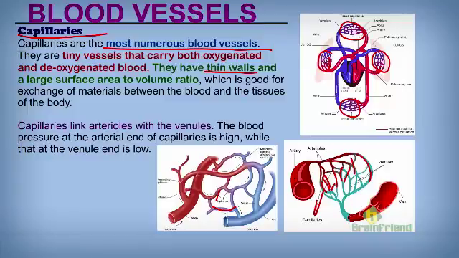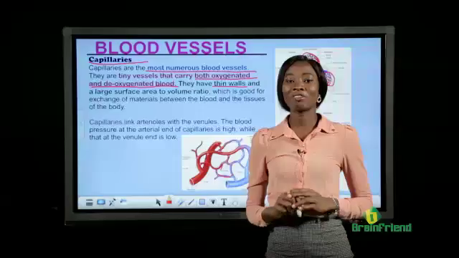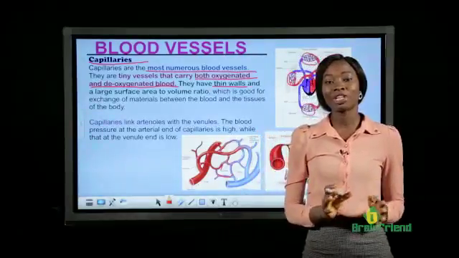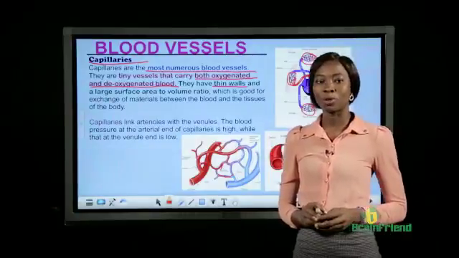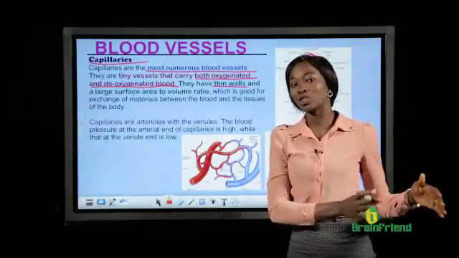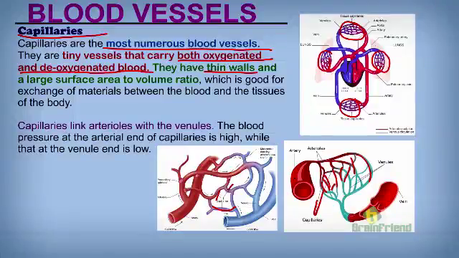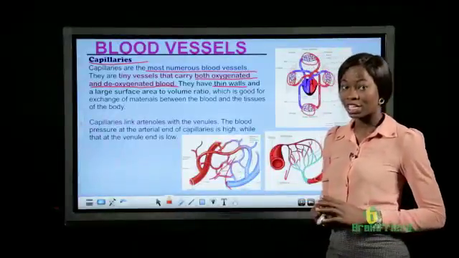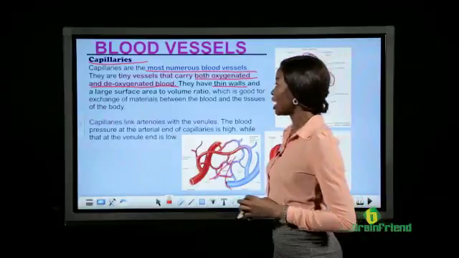Capillaries carry both oxygenated blood and deoxygenated blood. Can you tell me why this is so? I'm sure you would have known by now that because they are between arteries and veins, and arteries carry oxygenated blood and veins carry deoxygenated blood, capillaries carry oxygenated blood at one end, you can see this end, then deoxygenated blood at the other end. The end where they carry oxygenated blood is called the arterial end, and the end where they carry deoxygenated blood is called the venous end.